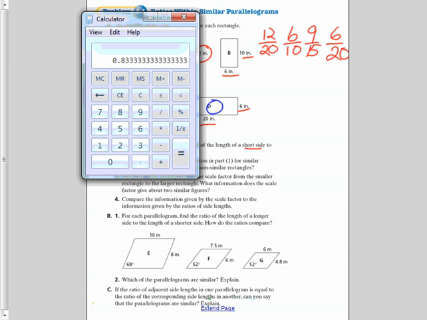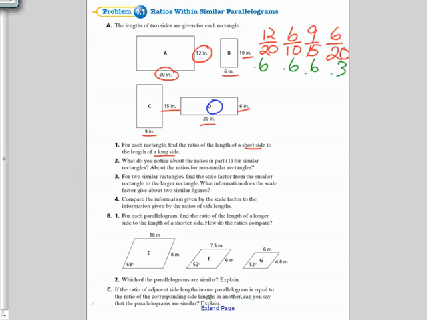Take your calculator and divide each of these out. I'll pause it, and then I'll come up with what each of these is: 12 divided by 20, 6 divided by 10, 9 divided by 15, 6 divided by 20. All right, looking at this, 12 divided by 20 is 0.6, next one 0.6, next one 0.6, and then finally we get 0.3. So that one at the end, 6 divided by 20, is not similar to the rest of them. All three of these are going to be similar.